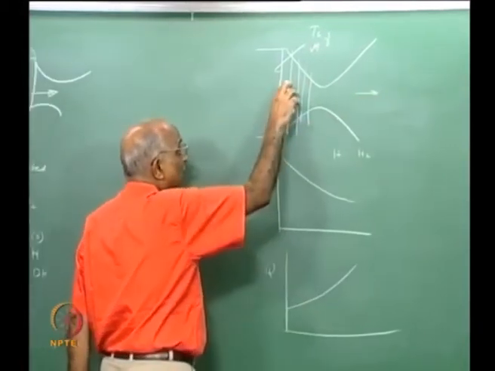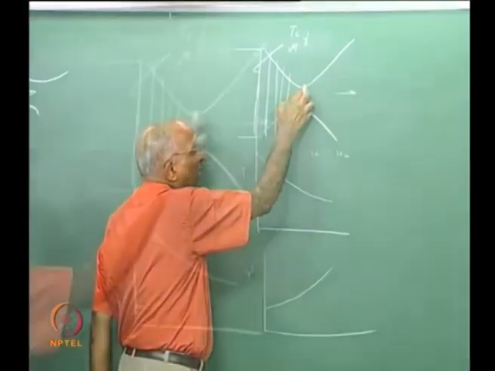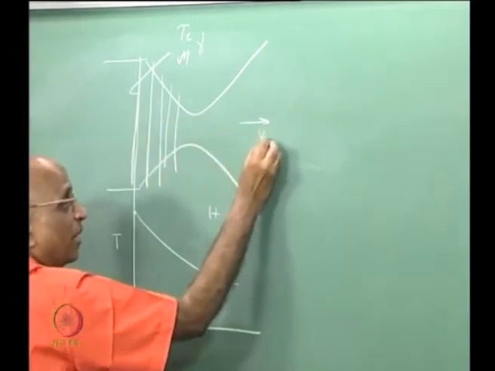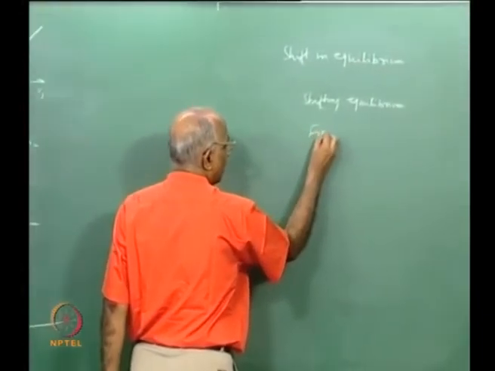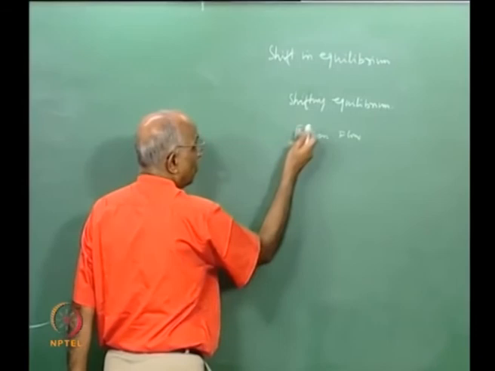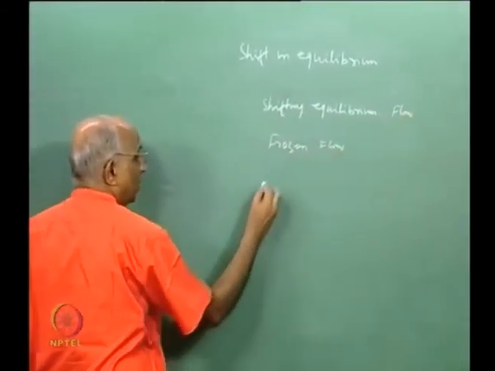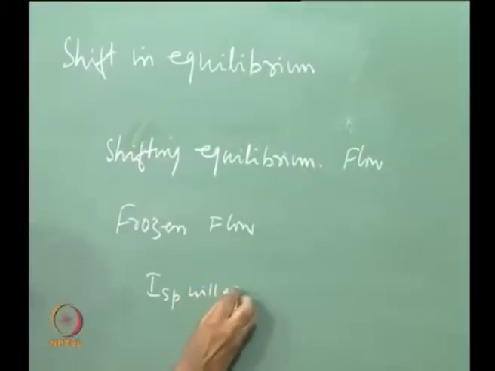But in practice with shifting equilibrium, what is going to happen? I get more heat release, molecular mass is going to change, and therefore my Vj must be higher. Compared to frozen flow, which we considered earlier, that means we considered frozen flow in the nozzle, now we are talking of shifting equilibrium flow in a nozzle, I will get more heat release, and therefore my Isp will go up.